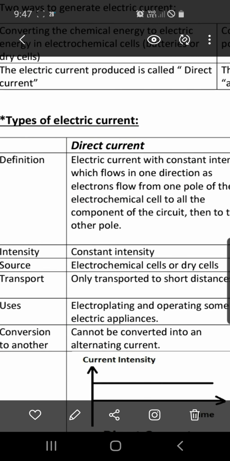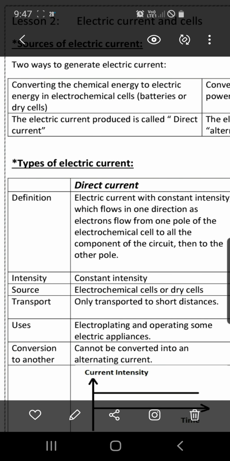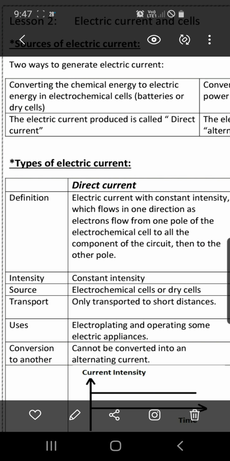And the direct current is called direct because it has one direction. It is unidirectional. So it is called by this name, the direct current. And also, the intensity of the direct current is fixed. It has a constant intensity. You cannot change the current intensity, so it is constant in intensity and has one direction.